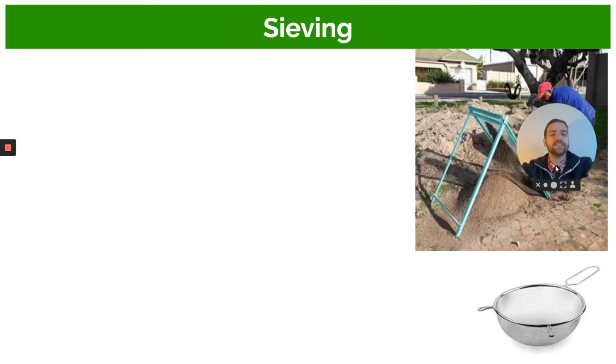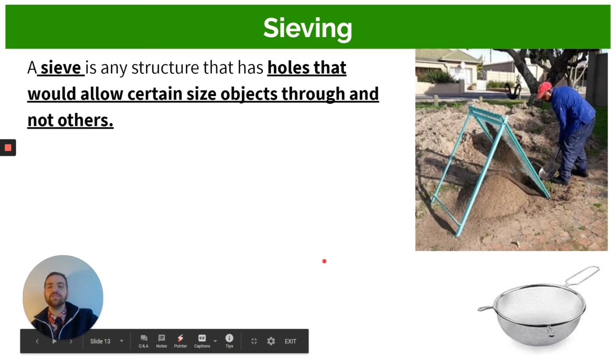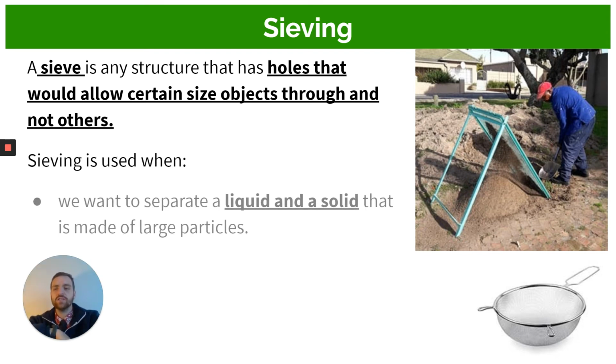The next one is sieving. This is the next procedure. Here are examples of sieving, two different kinds. A sieve is a structure that has holes that allow a certain size object through and not others. So it's just a grid, basically. And what that grid does is it allows through certain size objects, smaller objects, but it holds back the bigger objects. Sieving is used when we want to separate liquids and a solid.